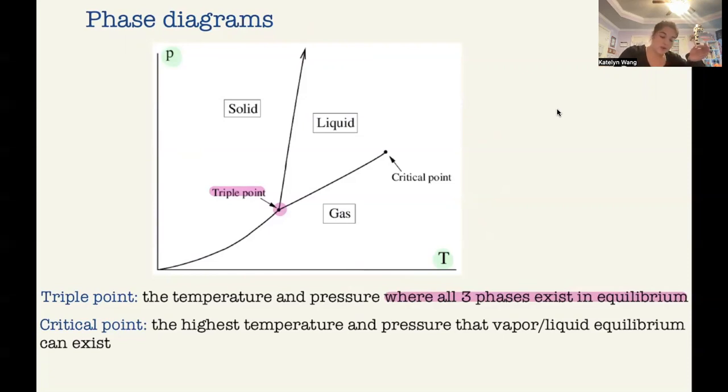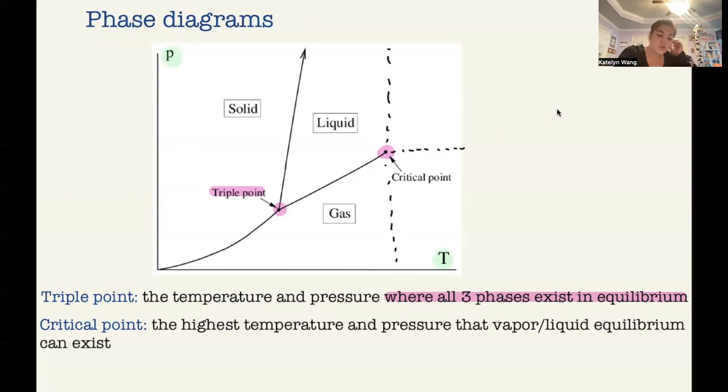And then finally, the critical point, which is actually shown right here, is the highest temperature and pressure that a vapor liquid equilibrium can exist. So let's break this down a little bit. So it is the highest temperature and pressure. So we're going to go ahead and draw a line at this pressure and a line at this temperature. And it basically means that if you go anything past this temperature, you cannot have an equal amount of vapor and liquid. And if you go anything past this pressure, you can't have an equal amount of vapor and liquid. So that's what the critical point is.